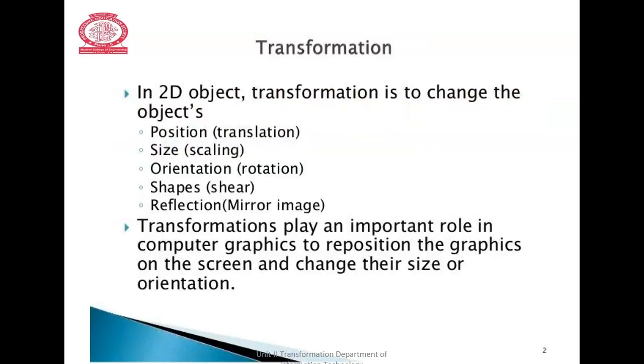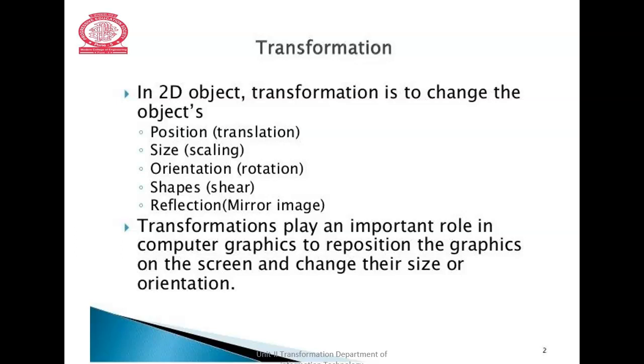In a 2D object, transformation is nothing but to change the object's position, its size, its orientation, its shape, and reflection. Whenever we change the position of the object, then that kind of 2D transformation is called translation. In a particular transformation, if the size of the object is changed, then that is called scaling. Now, the size of the object can be increased or it can be decreased.